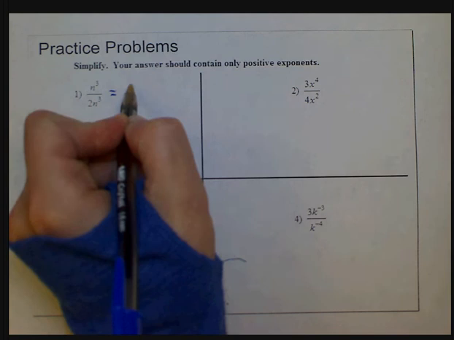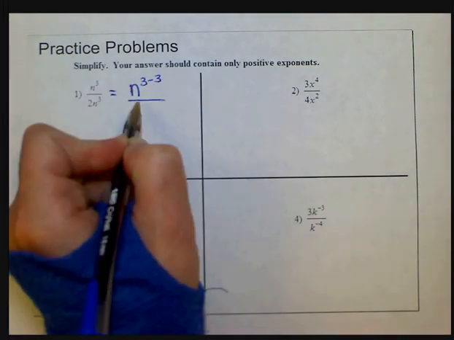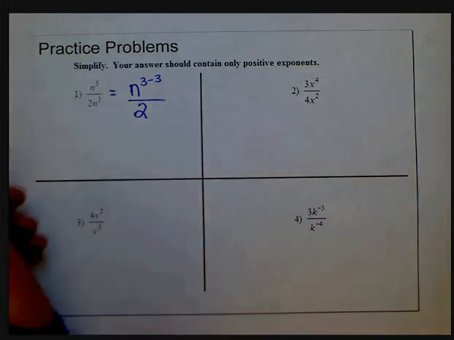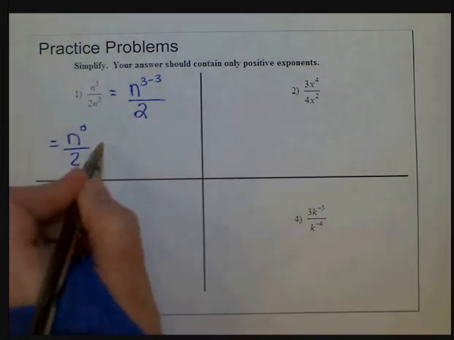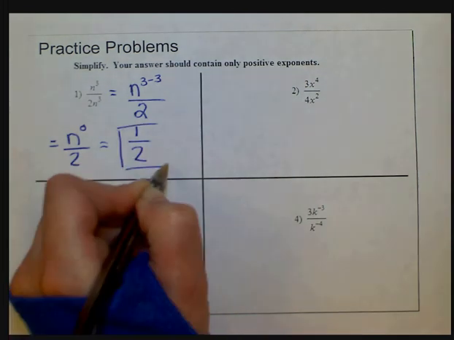So this becomes n to the 3 minus 3, and that 2 still stays on the bottom because that's where it originally was. Now we subtract the exponents. 3 minus 3 gives you n to the 0 over 2. Well, n to the 0 is just 1, so you end up simplifying this to 1/2.